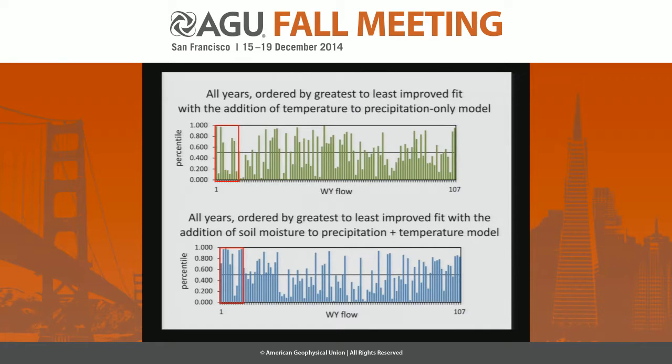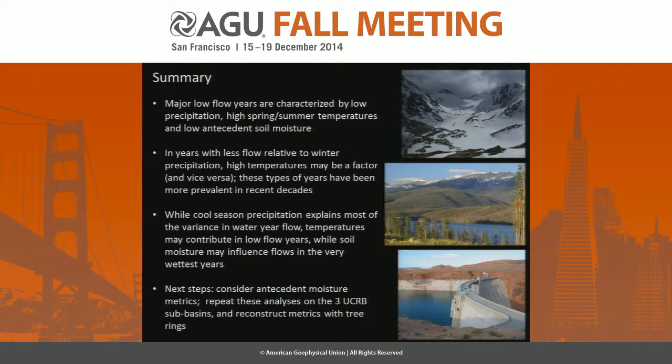So if we look at the full time series here, this is best fit to worst fit for the temperature and precipitation model. There's the first 10 years. You can see, well, maybe it's improving the dry years, although it's a little hard to say. Down here, this is the addition of soil moisture to the model. There are those really, really wet years. There's also some years that are relatively wet that are on the worst end of the fit. In the middle here are the dry years, which don't seem to be affected too much by that addition of soil moisture to this model.